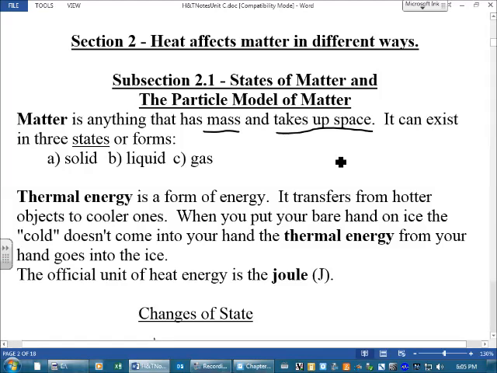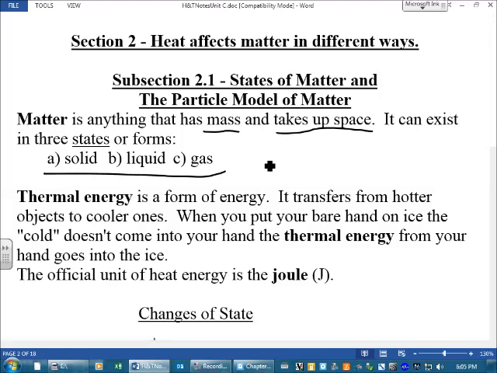It can exist in 3 states. Okay. And this is something that you learned long ago, but you need to know. All things are either a solid, liquid, or a gas. And all of those things have mass. And they take up space. Even the air that you're breathing right now, we can weigh it, and it has a mass.